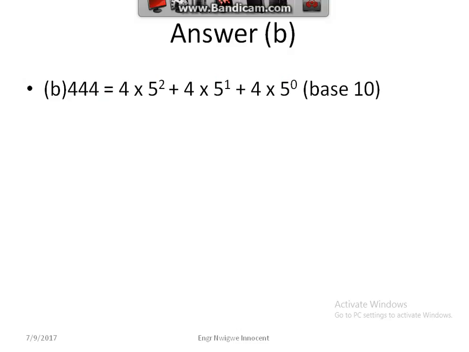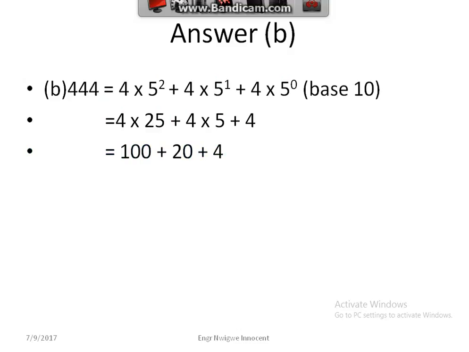So we first convert 444 to base 10, which is 4 times 5 raised to power 2 plus 4 times 5 raised to power 1 plus 4 times 5 raised to power 0 in base 10, which is equal to 4 times 25 plus 4 times 5 plus 4, which is equal to 100 plus 20 plus 4, which gives us 124 in base 10.